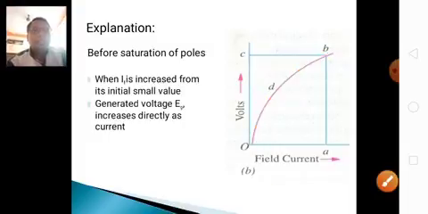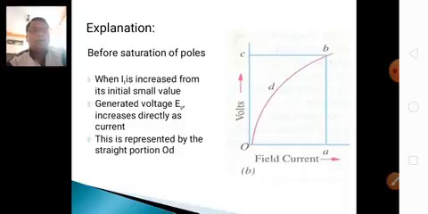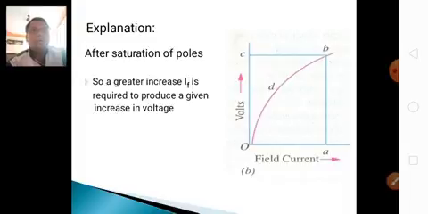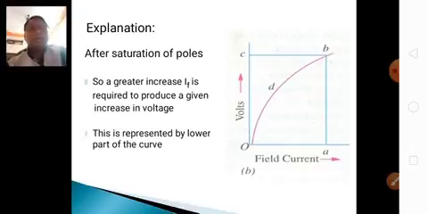The generated voltage EG increases directly with current. If the field current increases, the generated EMF also increases. This is represented by the curve OD. After saturation of the pole, a greater increase in IF is required to produce a given increase in the voltage. This is represented by the lower part of the curve.